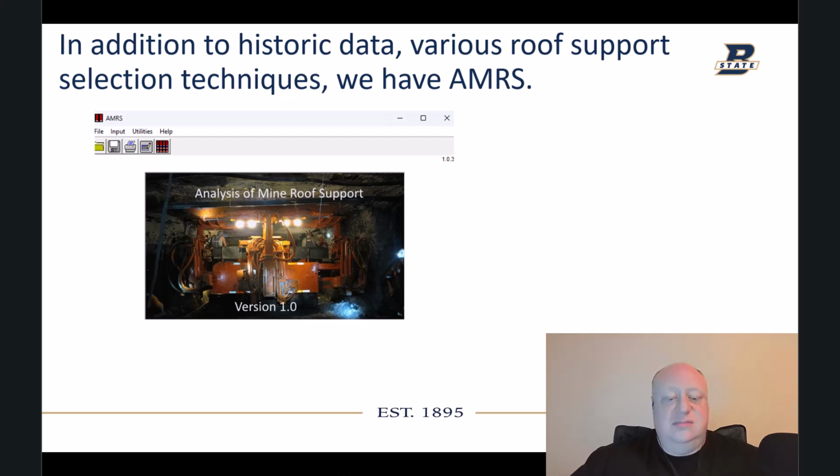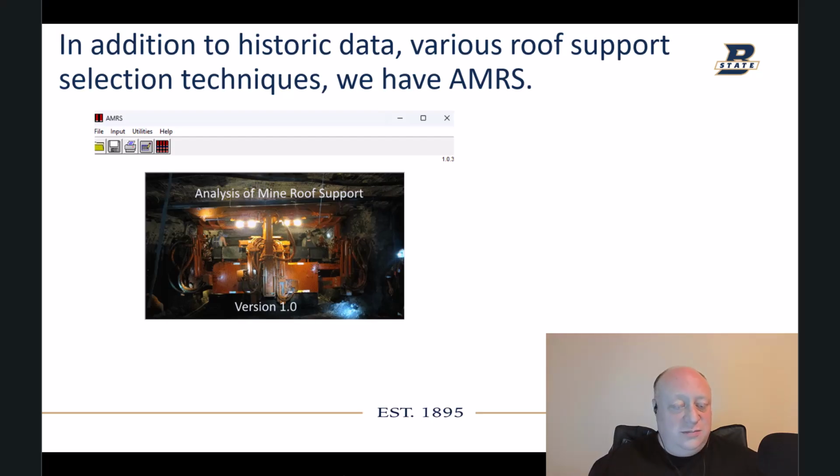So, in real life, we would have a number of things at our disposal. We'd have historic data. We'd have various roof support selection techniques that exist out there. You can look at suspension design, beam building, keying of strata, that sort of thing. And we will, like I've mentioned, be deep diving into that topic next semester in the ground control class.